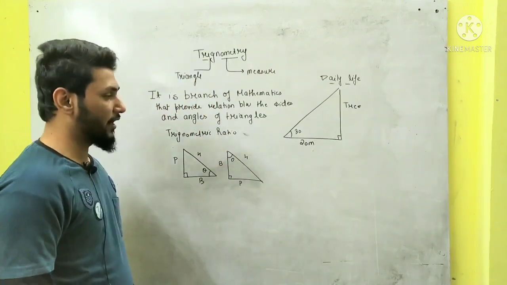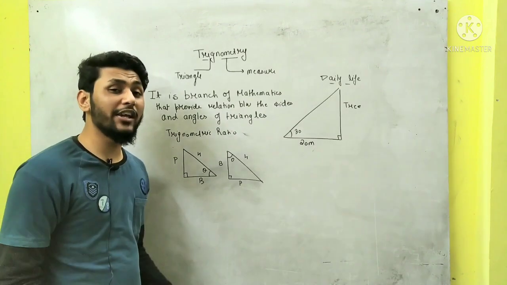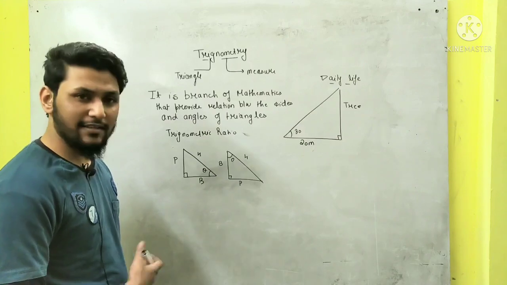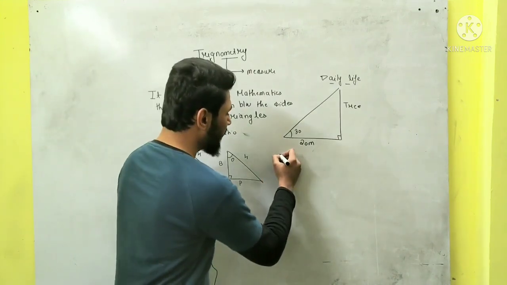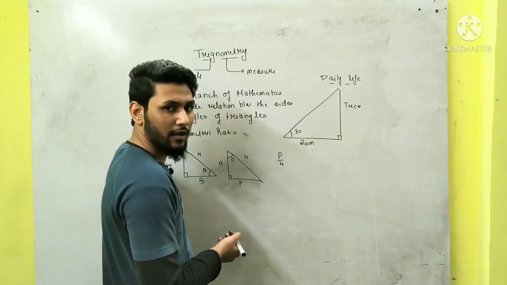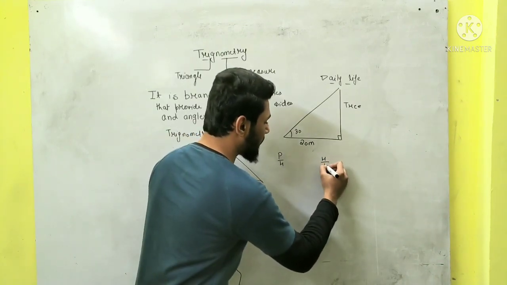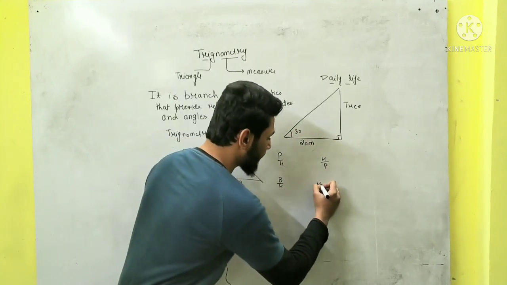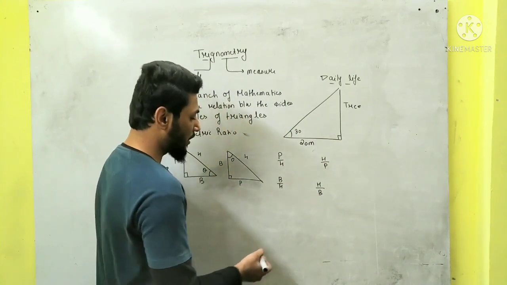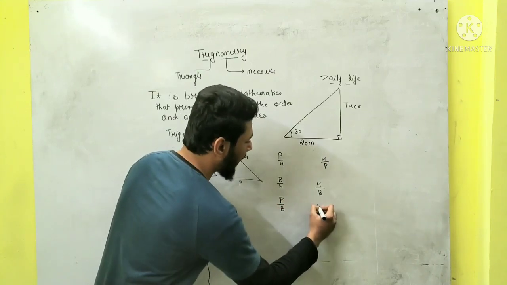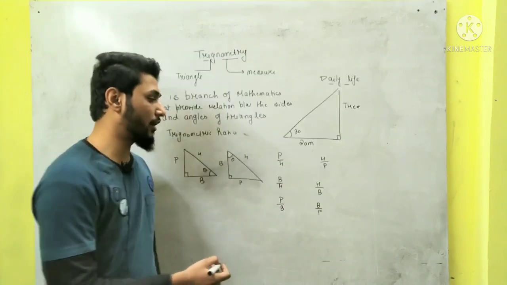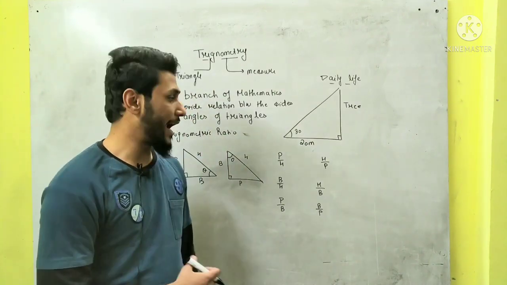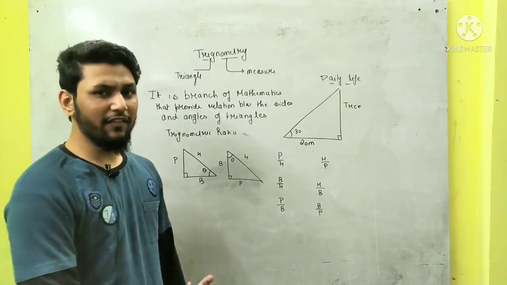Now if I talk about trigonometric ratios, how many ratios are possible in a right angle triangle? Let's calculate it. We have perpendicular upon hypotenuse and its reciprocal, hypotenuse upon perpendicular; base upon hypotenuse and hypotenuse upon base; perpendicular upon base and base upon perpendicular. So there are only 6 ratios possible in a right angle triangle. Accordingly, we name them.